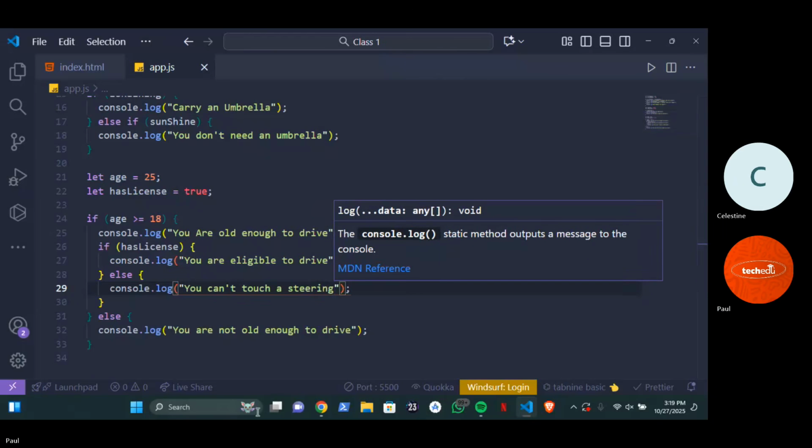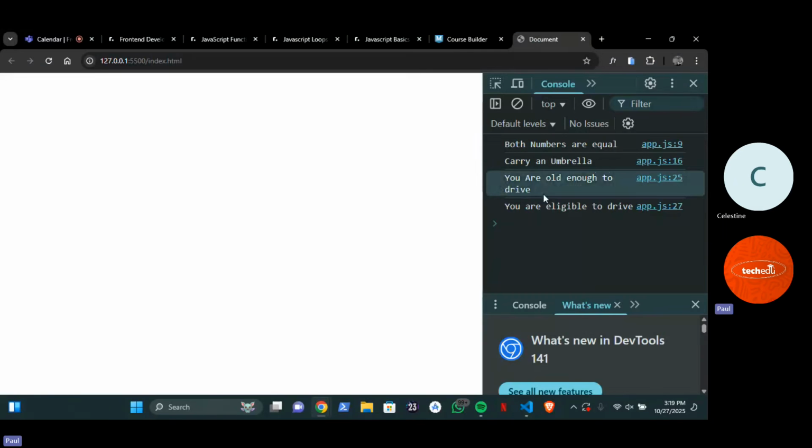So now, if you check it out, you should have what? First one, what did you see? You're old enough to drive, gets outputted. Then the next one is: You are eligible to drive. So now, yes. Let me explain some things to you.